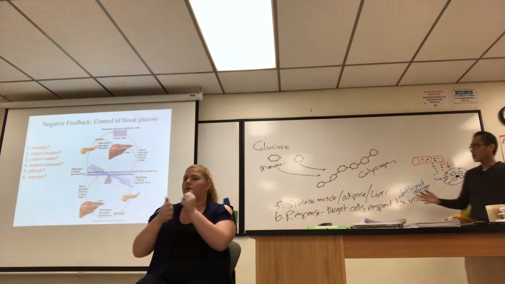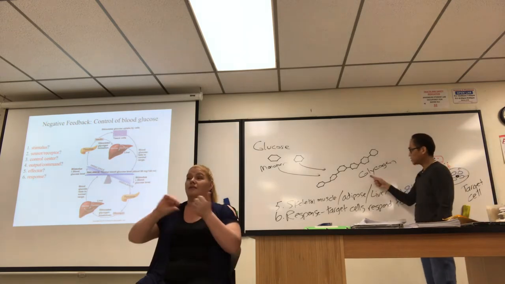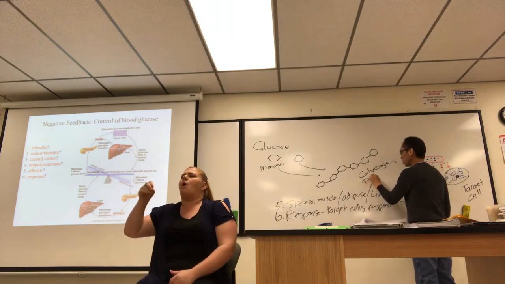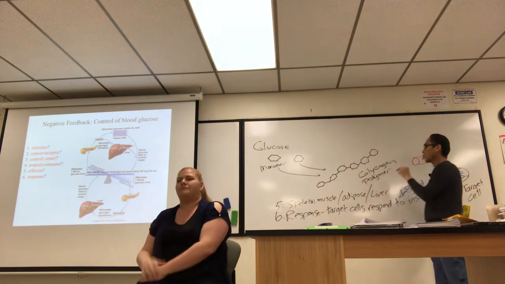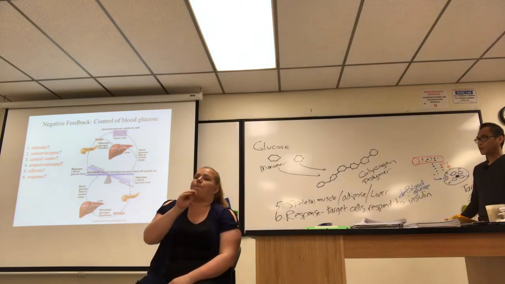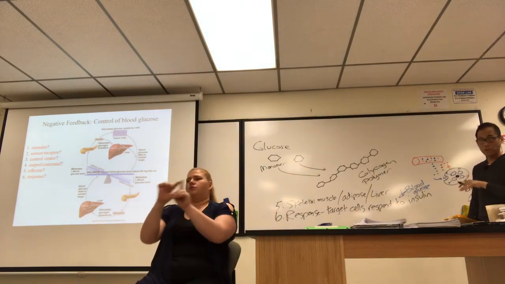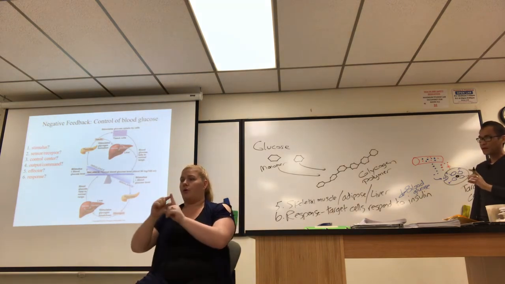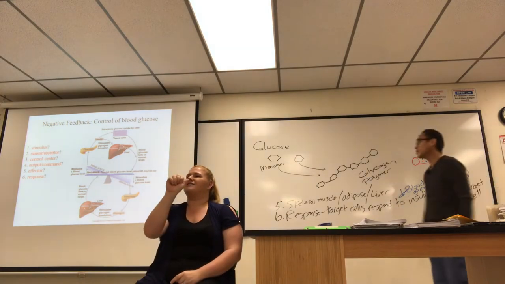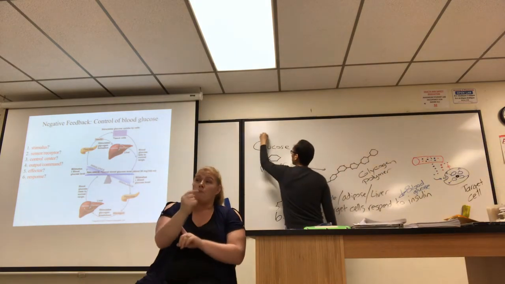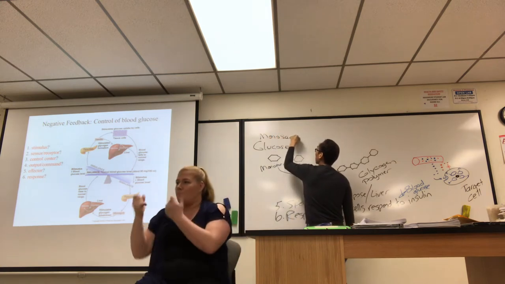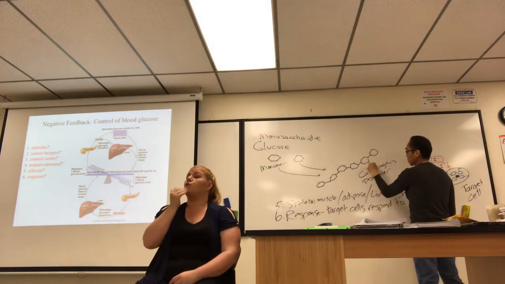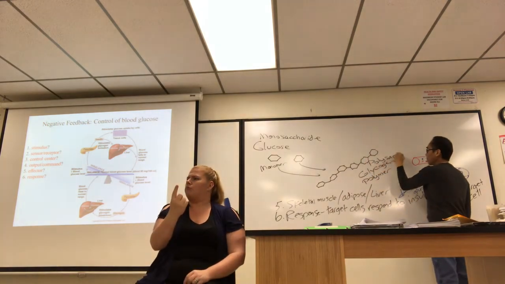The difference between glucose, which is a monomer, and glycogen, which I guess you'd call a polymer. Monomer and polymer are more generic terms. To be specific for sugars or carbohydrates, you would want to say monosaccharide and polysaccharide. So think of glucose as a monosaccharide, glycogen as a polysaccharide.